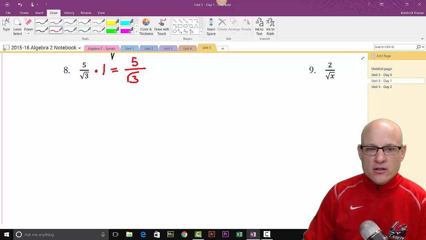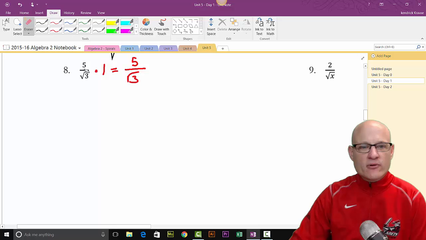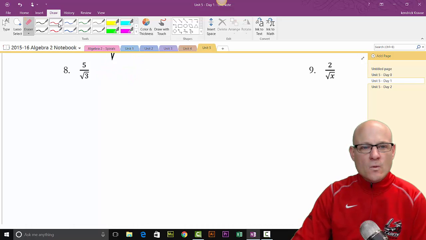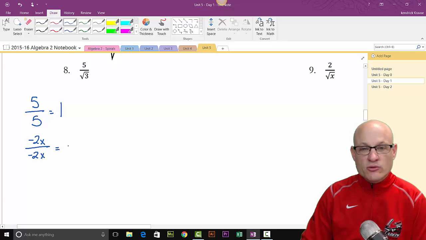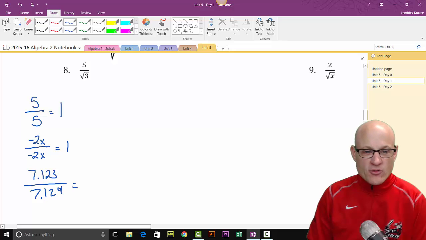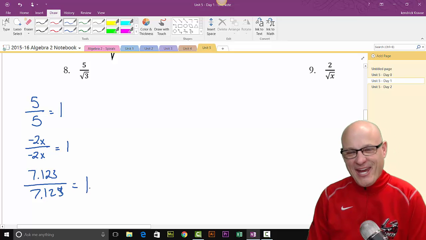Oh, hold on a second. Wait a second. Let me think about something for a second. This is going to be interesting. What is 5 divided by 5? Equal to 1. What is negative 2x divided by negative 2x equal to? 1. What is 7.123 divided by 7.124? Not 1. Okay, 3. 1.